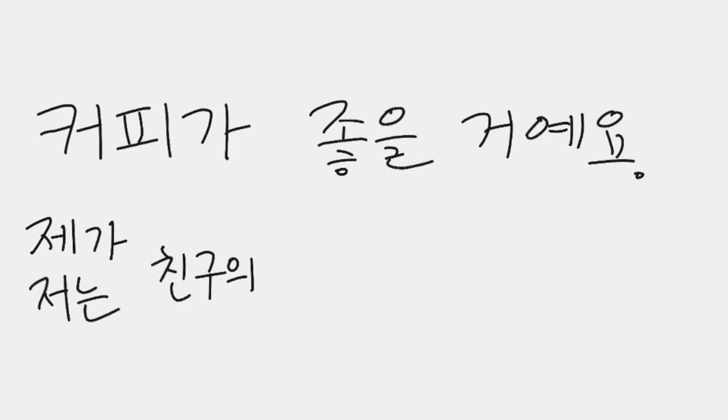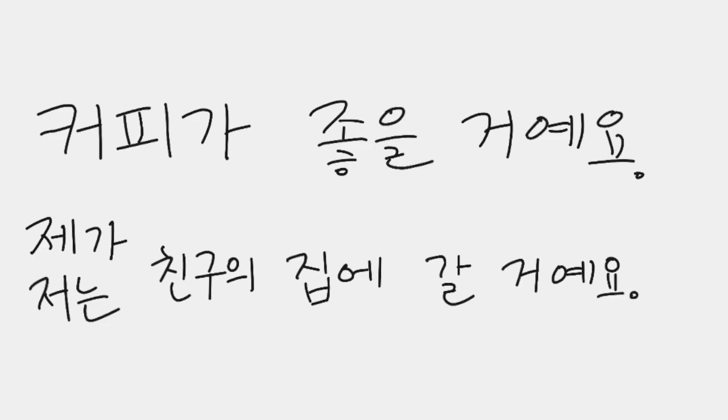친구의, so 의, pronounced 에, possessive, right? 친구의 집에 갈 거예요. And again, is it okay without 제가 or 저는? Yes. So you can just say 친구의 집에 갈 거예요. If it's casual, 친구의 집에 갈 거야. Okay? And then if you want to say as for me, like this is my plan, then use 저는, right? Because the topic, as for.